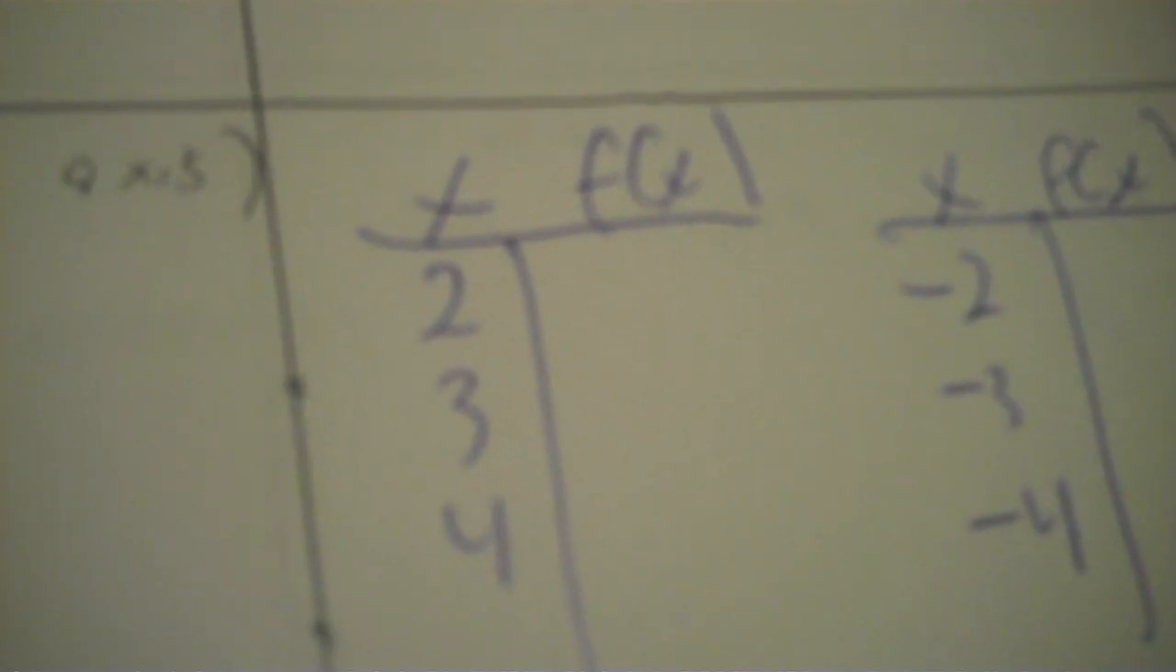I'll just quickly go 2, 3, 4. And then over here, remember, x-axis, everything opposite. Negative 2, negative 3, negative 4. The y should stay the same if I do that. Okay? So 2 times 2 is 4, plus 4 is 8. 2 times 3 is 6, plus 4 is 10, and then it's going to be 12.